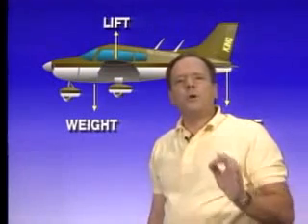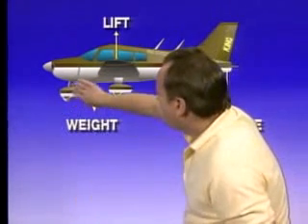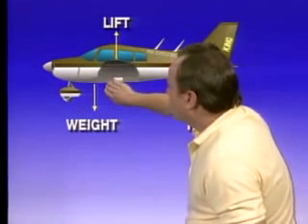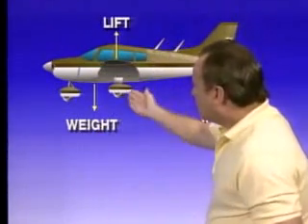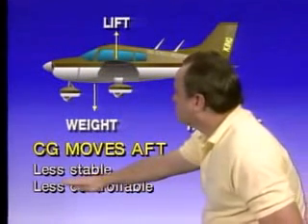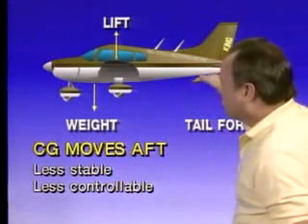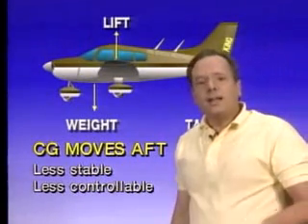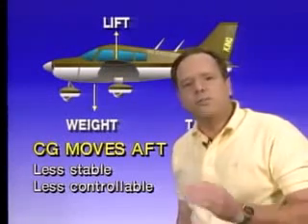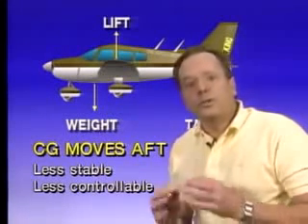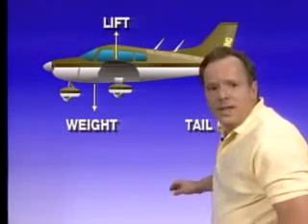What happens if you move the center of gravity aft, further rearward? Well, I'll tell you what happens. Does the plane become more or less stable? As the center of gravity moves aft, the airplane becomes less stable because there's less downforce on the tail, and as a result of that, less controllable. So compared with an airplane loaded with the CG at the forward limit, an airplane loaded with the CG at the aft limit will be less stable.